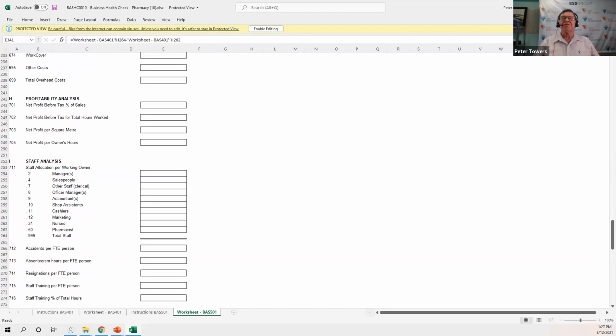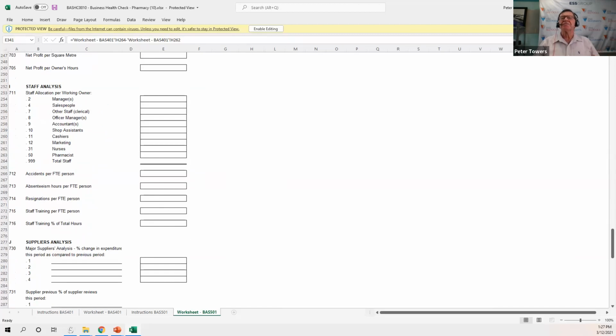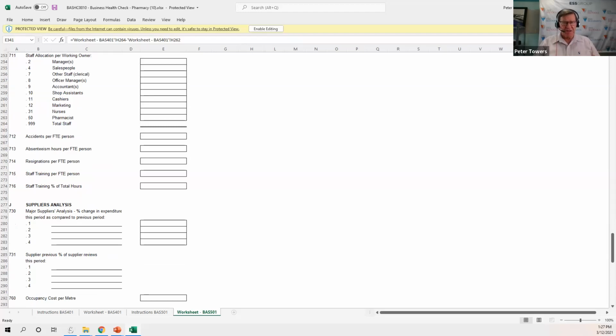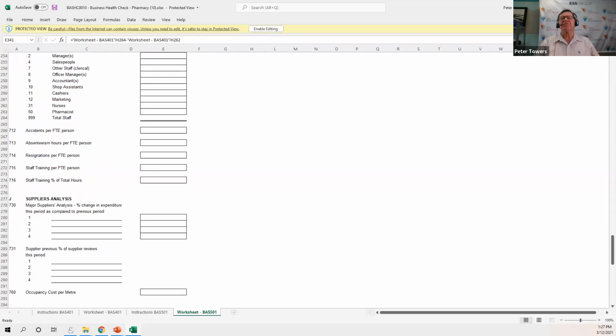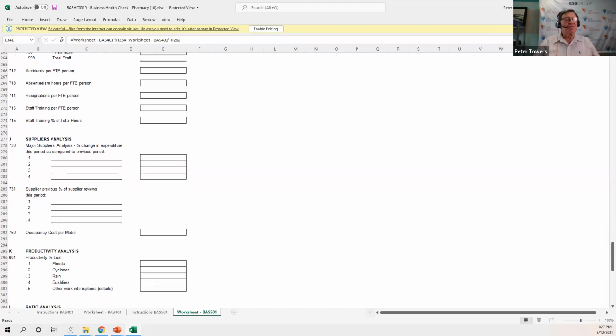Calculating net profit per square metre that the pharmacies are renting and net profit per owner's hours worked in the business. You recall that we inserted that in BAS 401. The staff analysis. What's the staff allocation per working owner? This is a typical question asked in benchmarking reviews. So your client's going to have this information and they could compare that to some of the benchmarking reports. Absenteeism, resignation, staff training, all very important.